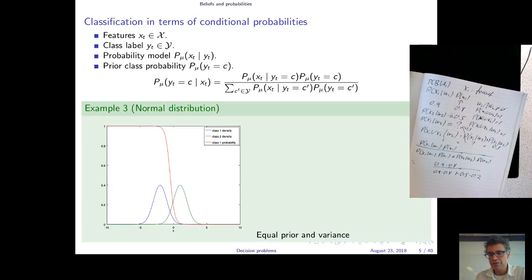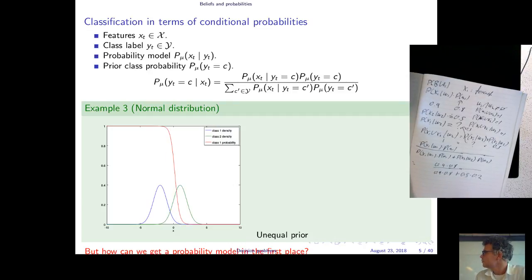And there's also the effect of the prior distribution. So if you have equal prior and variance, then you have a threshold like this. But if your prior is shifted towards one class, then your threshold shifts towards one class. Yeah. Even though the distributions of the features are the same. Okay.